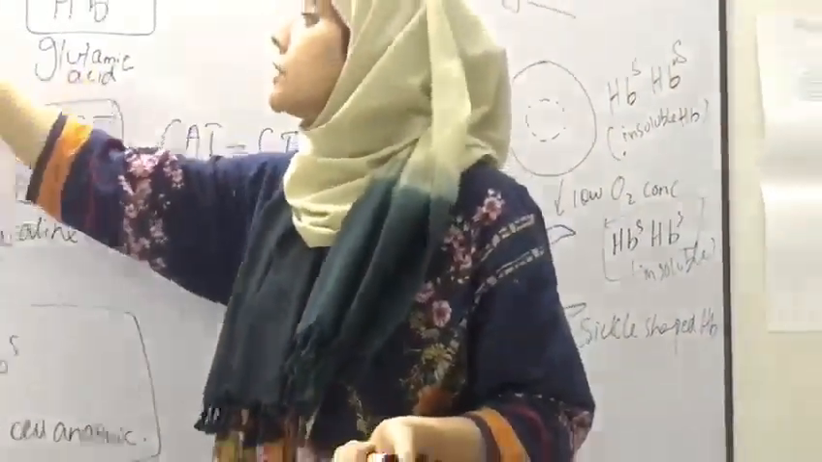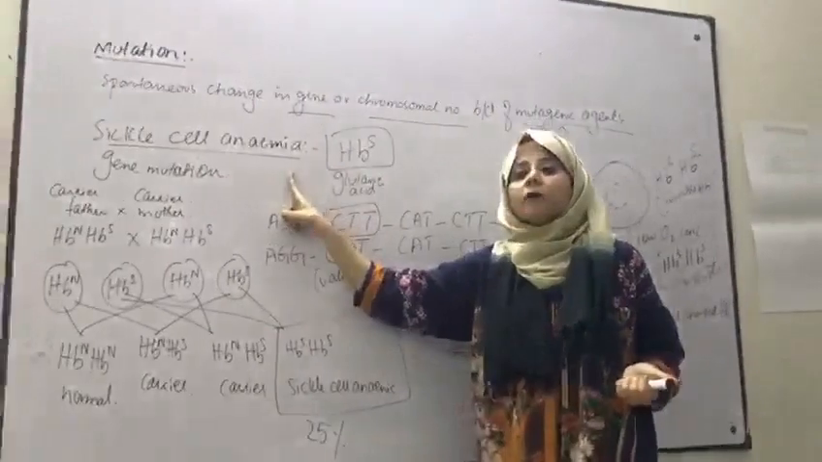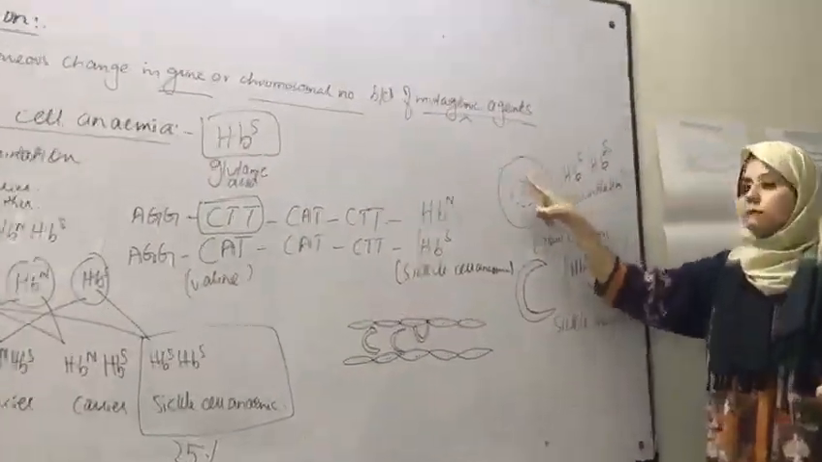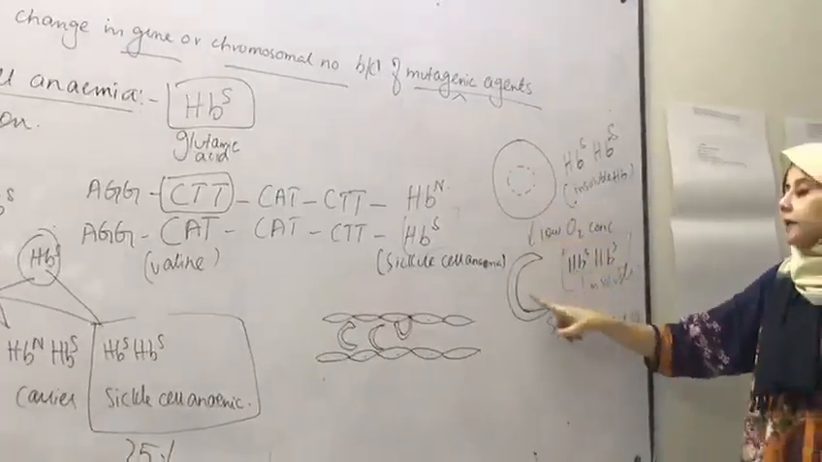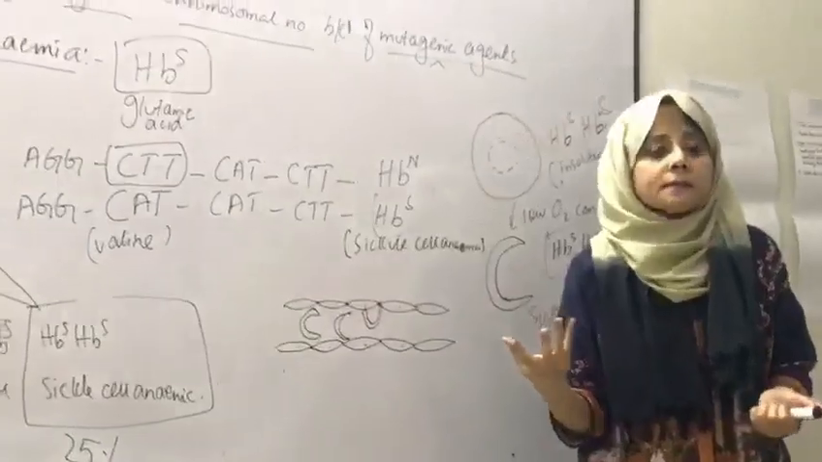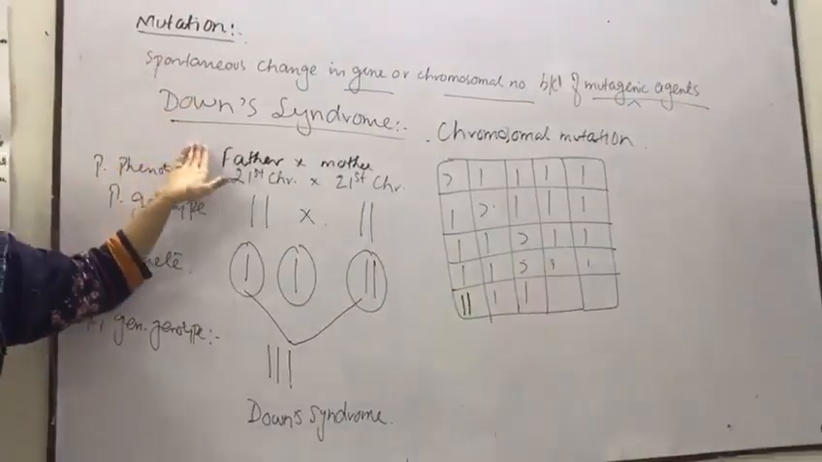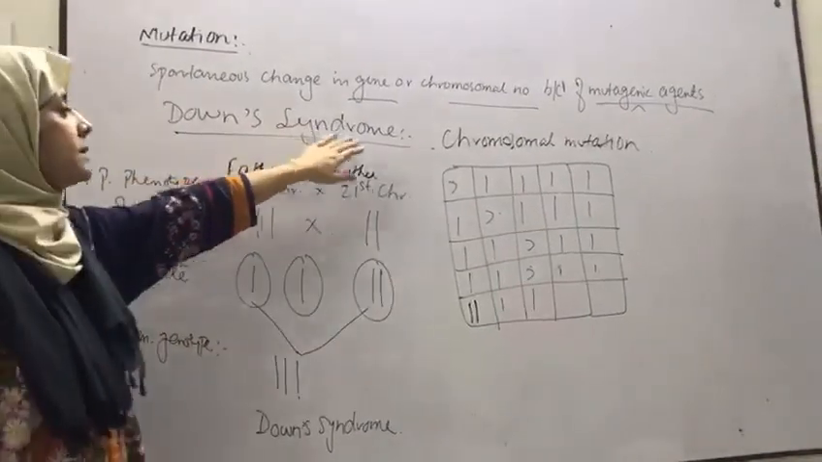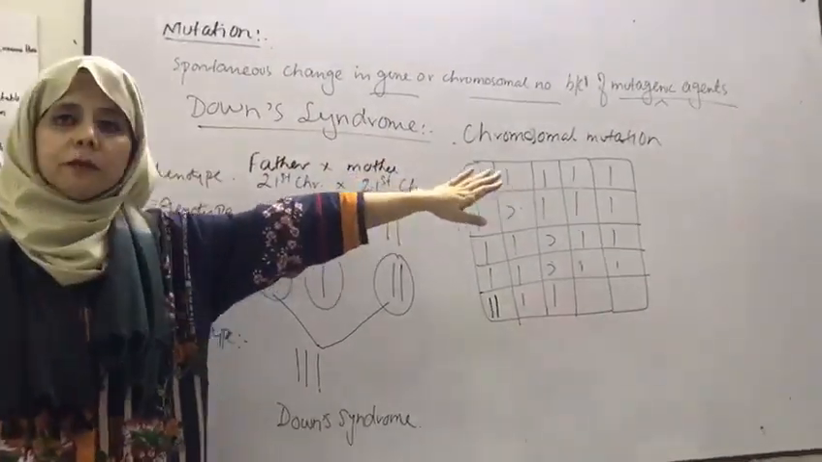Anemia means deficiency of red blood cells. How does the deficiency of red blood cells occur? Instead of having a biconcave disc-like structure, the RBC gets sickle shaped, due to which its oxygen carrying capacity will reduce. Another example of mutation which is included in CIE is Down syndrome. Down syndrome is an example of chromosomal mutation.